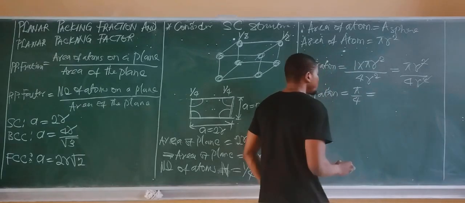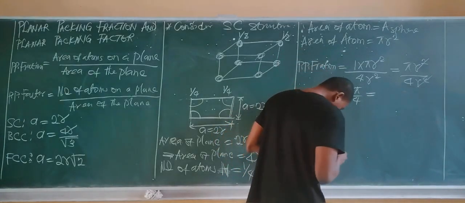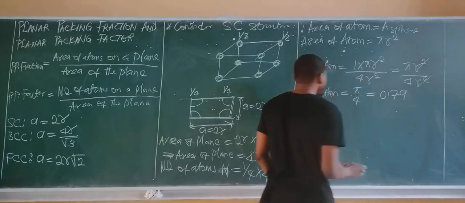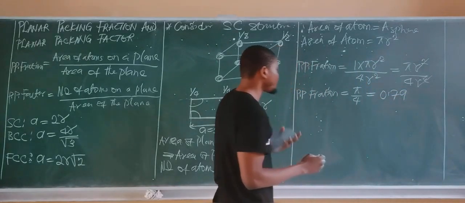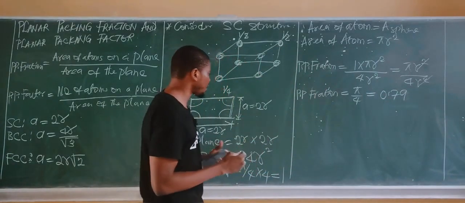And if we compute pi all over 4, we are going to obtain approximately 0.79. So this becomes the planar packing fraction for a simple cubic structure. We have that to be 0.79.